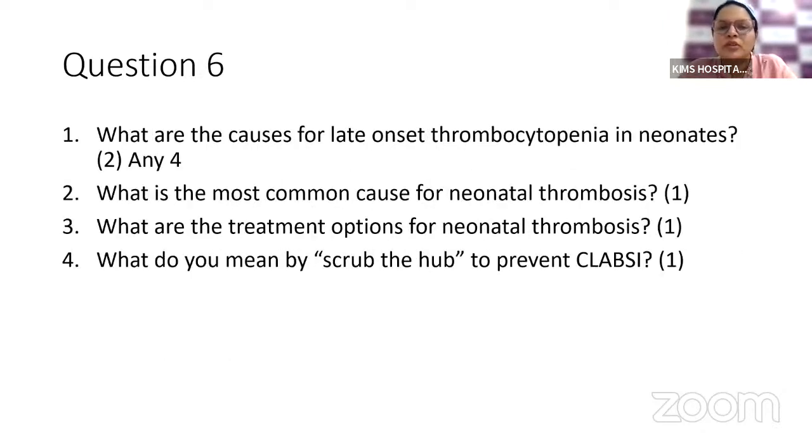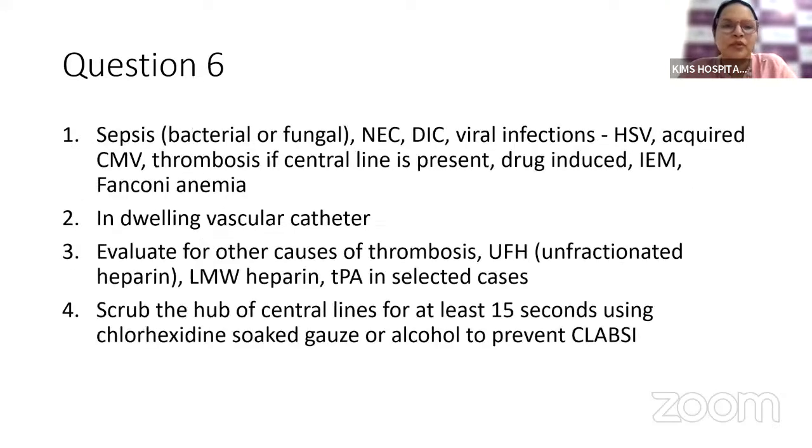So the question is, what are all the causes for late onset thrombocytopenia? What is the most common cause for neonatal thrombosis? What is the treatment option for neonatal thrombosis? And what do you mean by scrub the hub to prevent CLABSI?